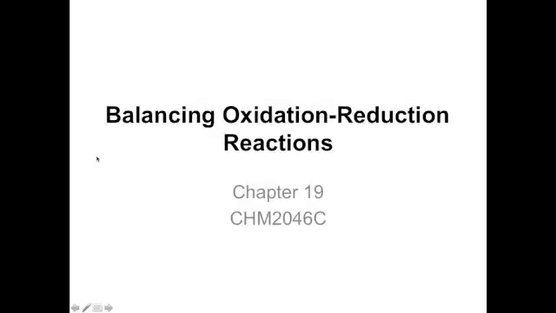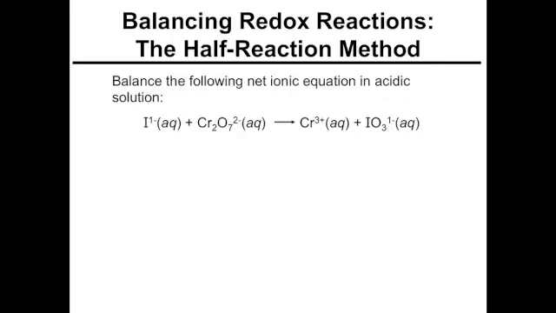In this video, we're going to show you how to balance oxidation-reduction reactions. If you take a look at this chemical reaction, you should notice that it's not balanced. We have 2 chromium atoms on the reactant side, 1 chromium atom on the product side, 7 oxygen atoms on the reactant side, and 3 oxygen atoms on the product side. So the atoms are not balanced.